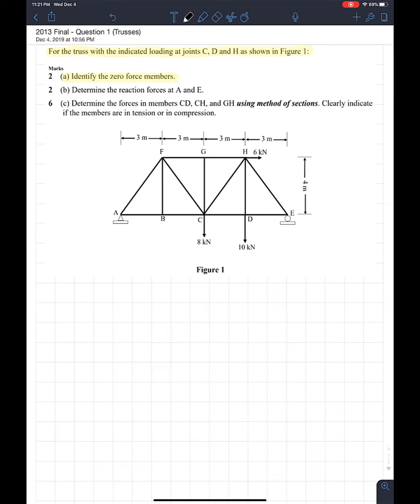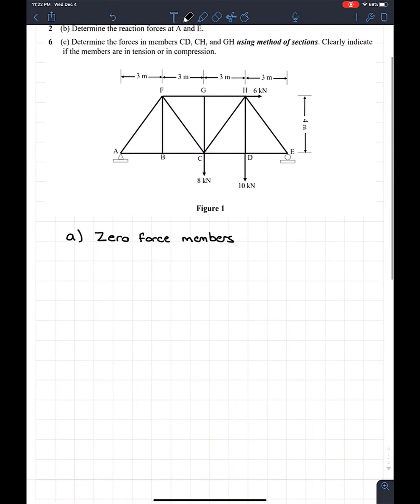So what we're going to do is go to part A, and we're going to say zero force members. And what I'm going to do real quick is, before we get into them, I'm going to show the 2 cases we have to look for when doing zero force members. So I'm going to draw 2 joints. So these are for the 2 separate cases. So I'll label this one case 1 and case 2. And these are the only 2 cases that you guys have to know.